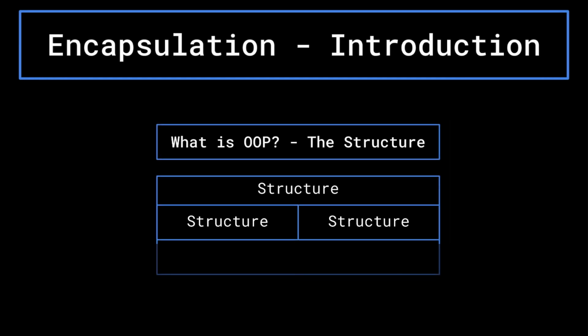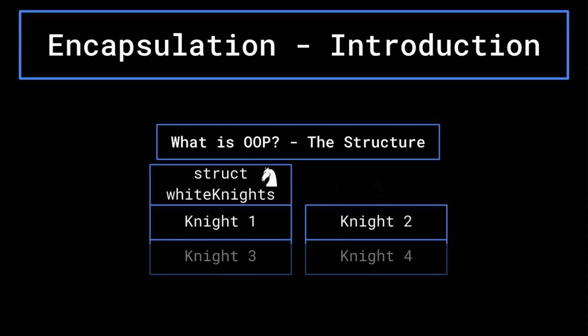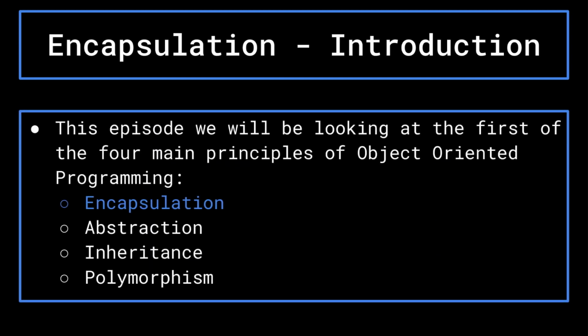Last video, we went over what object-oriented programming means by looking at objects and classes. This episode is going to be focused on the first of the four main principles of object-oriented programming, that being encapsulation.